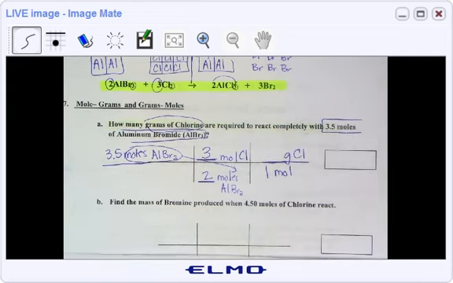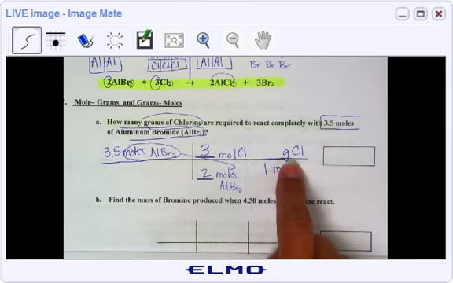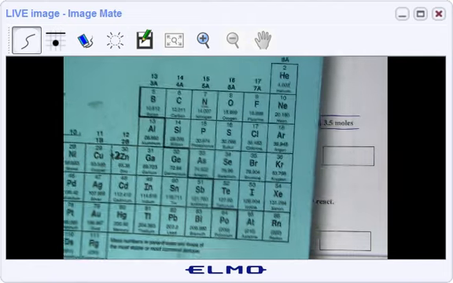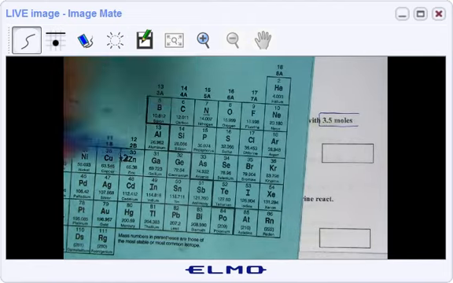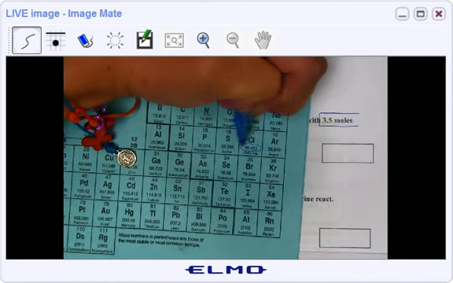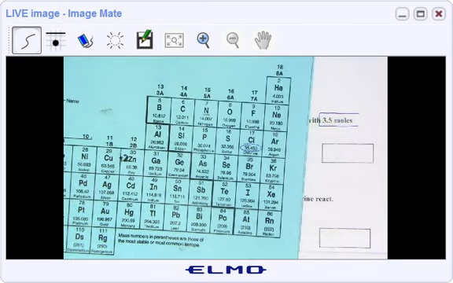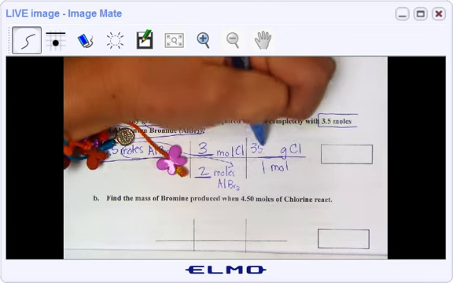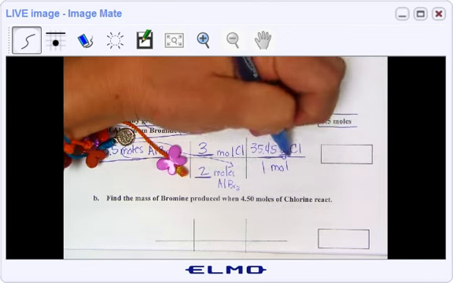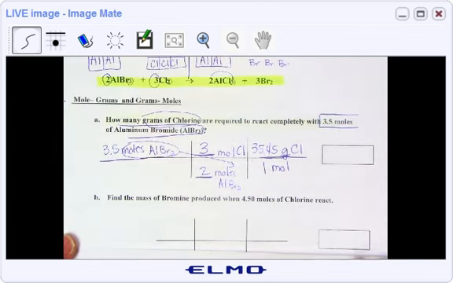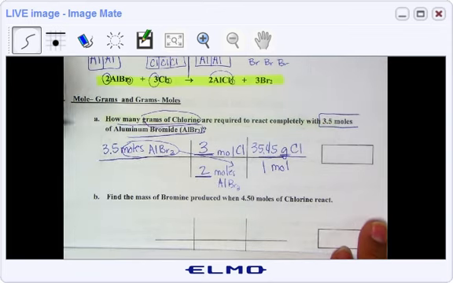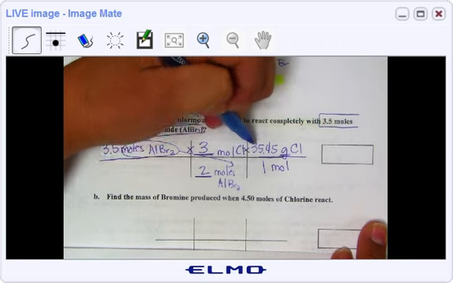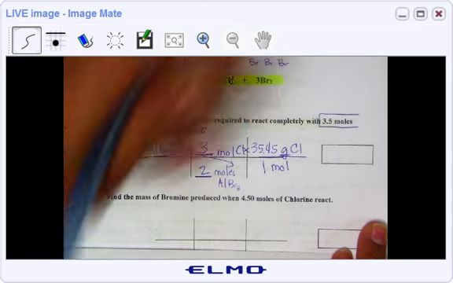Now to solve for this, last, I need to get the grams of chlorine. You're going to have to look at your periodic chart. To find the grams of chlorine, you're looking for the number underneath chlorine, 35.45. Whenever it says grams, you will refer to your periodic chart, okay? So I take 3.5 times 3 times 35.45, and I divide it by 2.